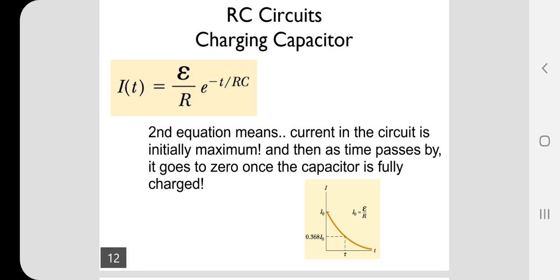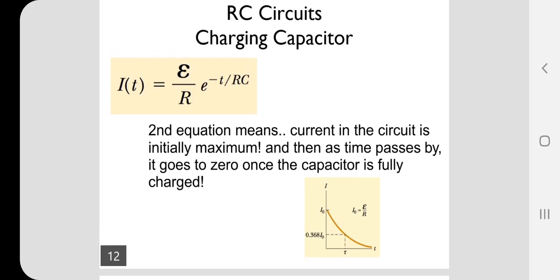This is the resultant graph of current versus time. Here the current decays. Whereas the charge was an exponential growth, the current is an exponential decay. At the time tau equal to RC, the current is 0.368 I naught.